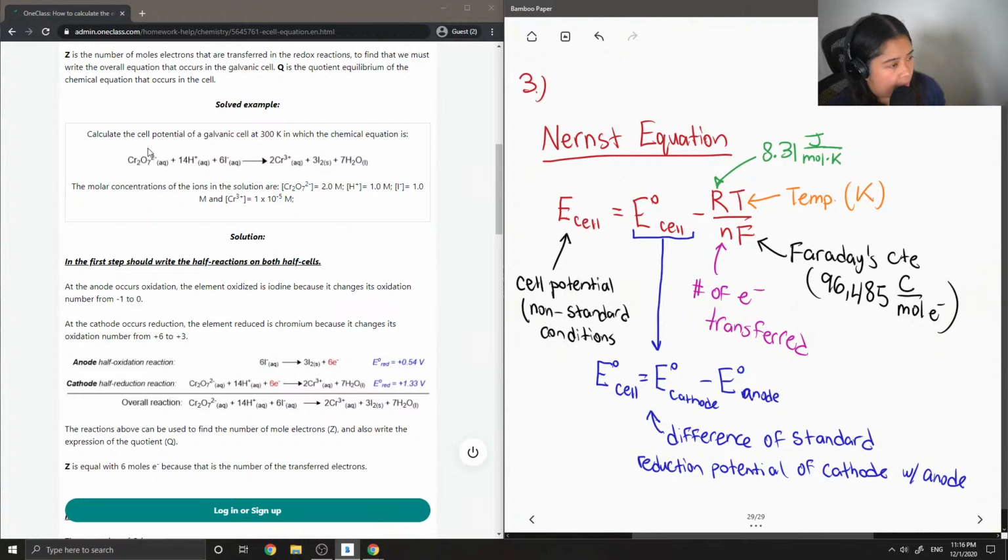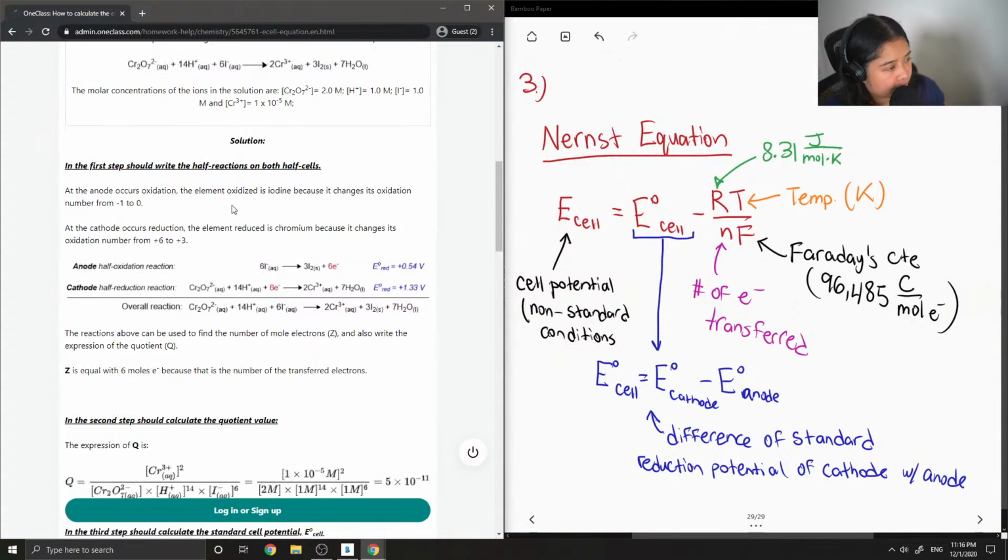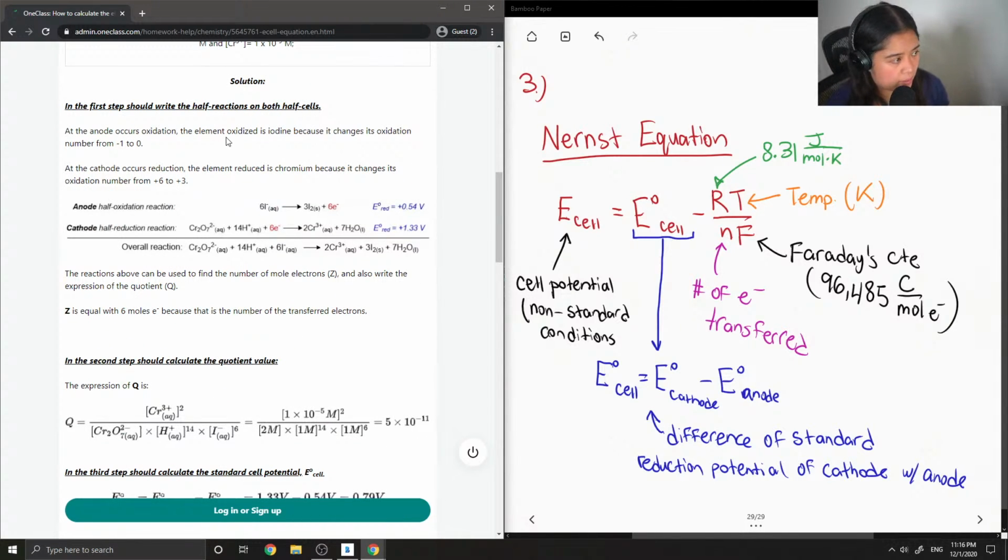Okay, so they have an example here. Calculate the cell potential of a galvanic cell at 300 Kelvin, in which the chemical equation is the following. So they have chromium ions plus protons plus iodine makes Cr3 plus, iodine, and water. They also give the molar concentrations of all of the different ions. So 2 mole per liter, 1, and 1 times 10 to the negative 5. Okay, so now they have a step-by-step solution.